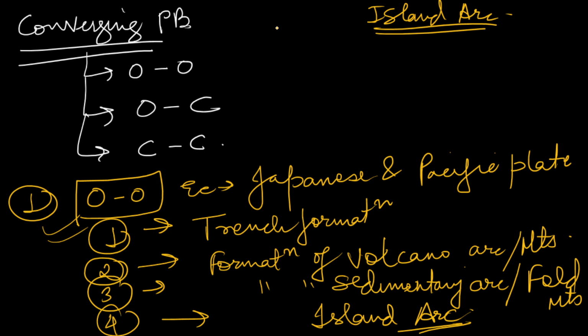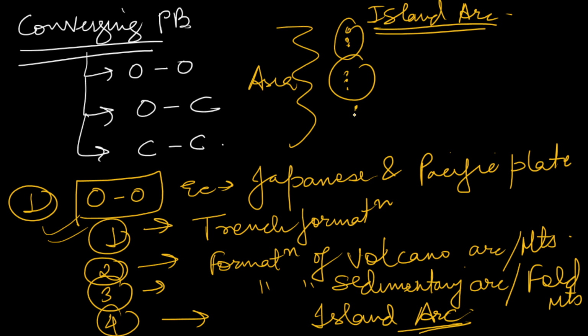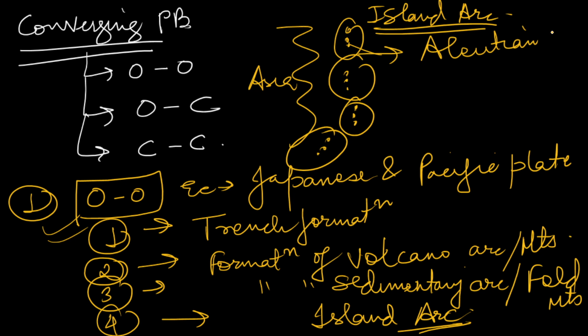direction wise. So this is our Asia. Here you will find 3-4 island arcs. First island arc will be here, then we have the second island arc, then the third island arc, then the fourth island arc. This first island arc is obviously the Aleutian island arc. Second one is the Japanese island arc.